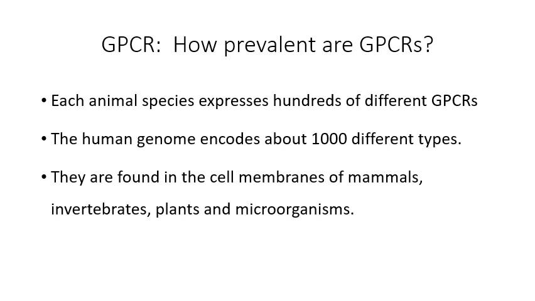How prevalent is this type of receptor? Well, we've already said that each animal species expresses hundreds of different GPCRs. The human genome encodes about 1,000 different types for 1,000 different purposes, and they are found in the cell membranes of mammals, invertebrates, plants, and microorganisms.